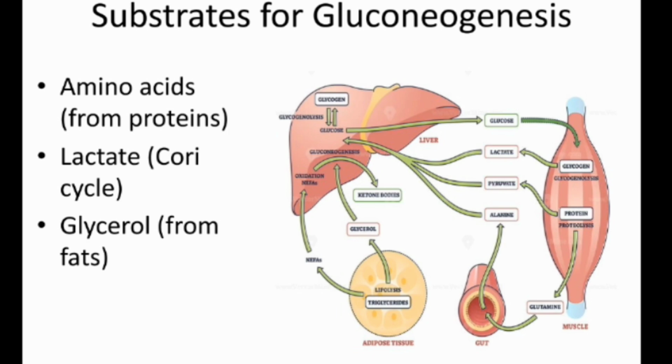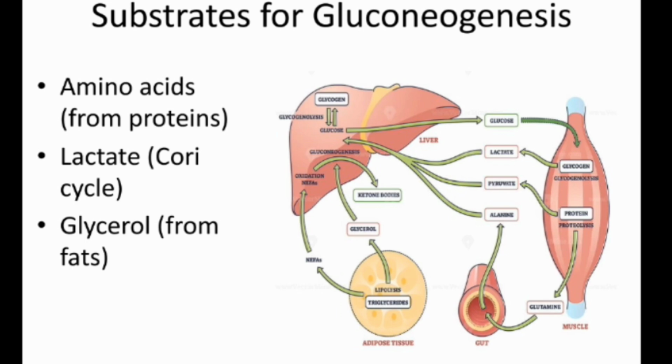The protein which is stored in the muscle is broken down by the process called proteolysis. By the process of proteolysis, it is converted into an amino acid such as glutamine. Glutamine then goes to the gut, where it is converted to alanine, and then alanine goes to the liver, where it is converted to glucose, and then new glucose is formed.